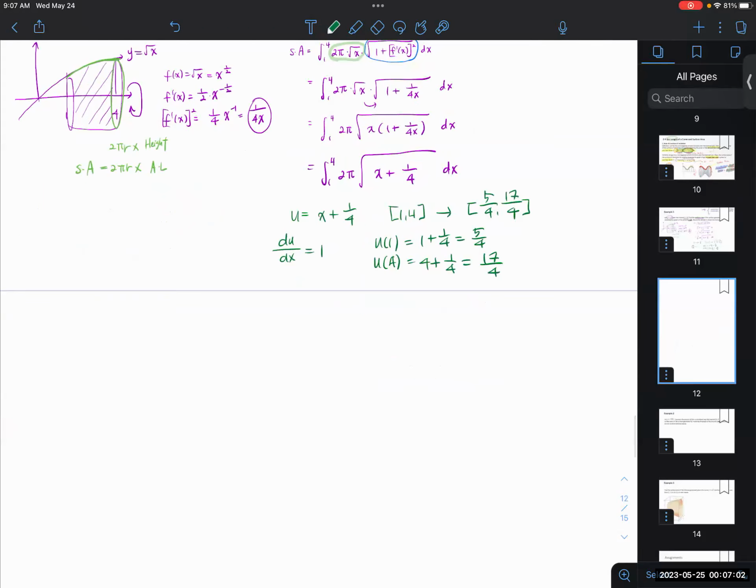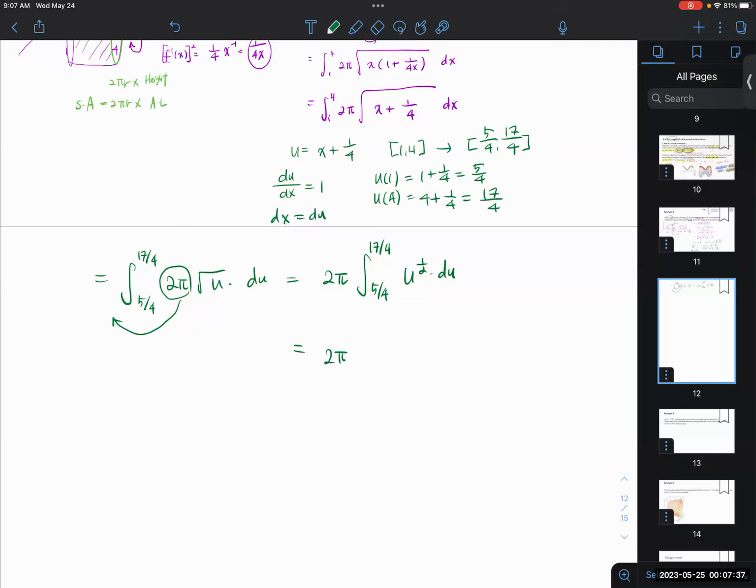So let's rewrite that equation. We have now the integral from 5 over 4 to 17 over 4 of 2 pi, and then now that is u, and dx is a du, right? dx is a du right there. So I'm going to bring 2 pi, that is a constant, to the front. So 2 pi, and then we're going to take the integral. Before we get there, from 5 over 4 to 17 over 4, u to the 1 over 2 du. Oh, actually, we can take the integral.